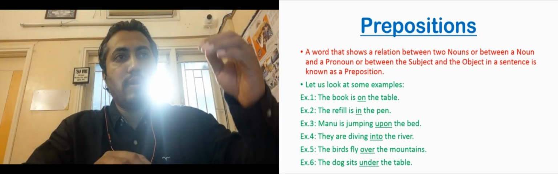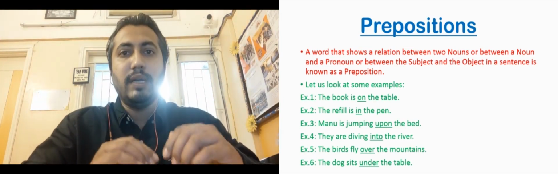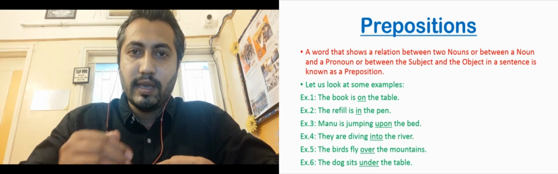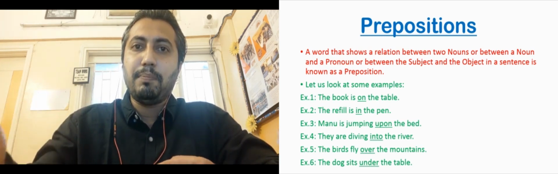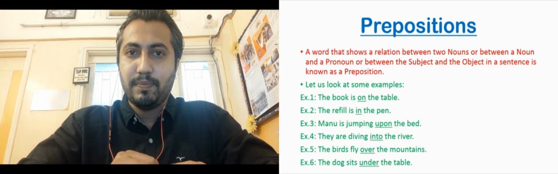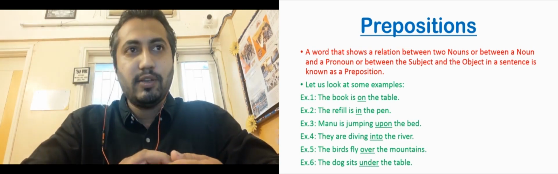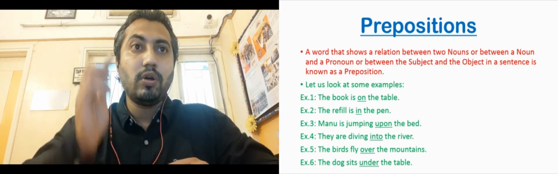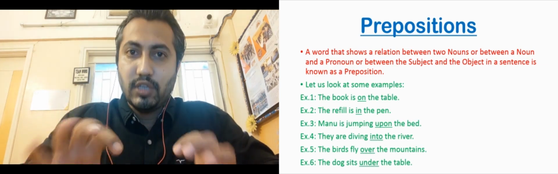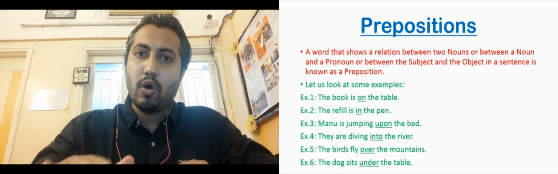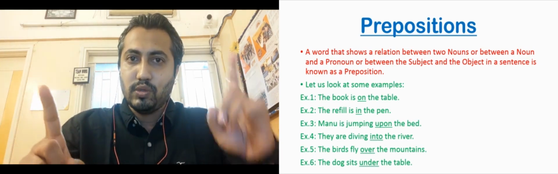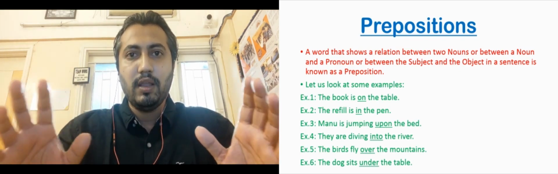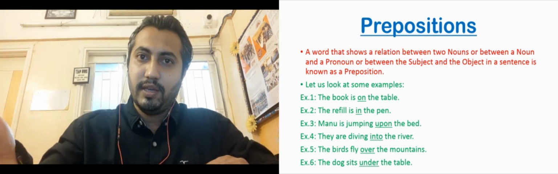There are a lot of examples that we'll be discussing in this video, and along with the examples I will also explain which preposition is used in which situation. So let us start with the examples. The first example is: the book is on the table. Here the two nouns are book and table. The relation between book and table is that the book is on it.